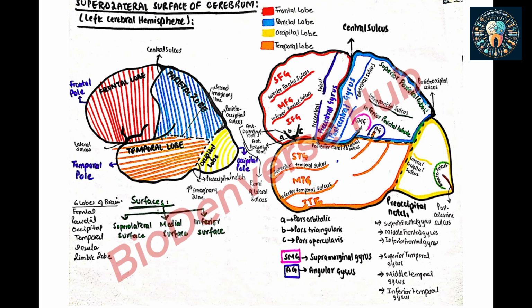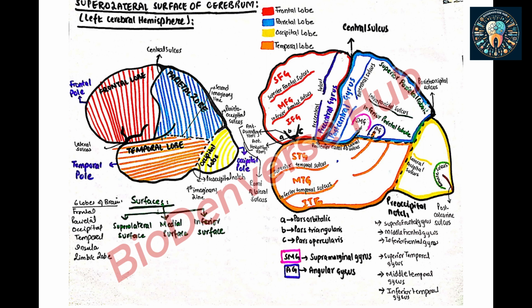Now we can see the A, B and C areas, and corresponding with the A, B and C areas, we have the anterior ascending rami and anterior horizontal rami. The A area is the pars orbitalis, the B area is the pars triangularis and the C area is the pars opercularis. These 3 areas are separated by the 2 anterior ascending rami and the anterior horizontal rami. These were the rami extending from the lateral sulcus. So this was about the frontal lobe.